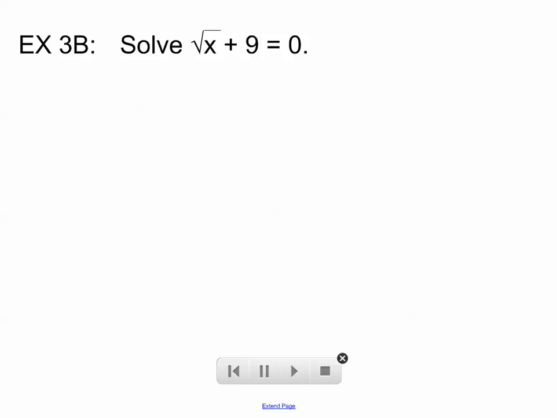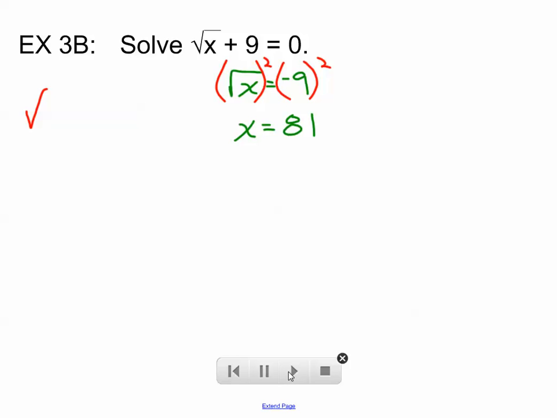Okay, this looks pretty simple. It looks a lot like example 1. Let's start off by subtracting 9 from both sides so that we can get the square root quantity by itself. Next, we'll square both sides to get rid of the square root sign. Square root of x times the square root of x is x, and negative 9 times negative 9 is 81, so it seems that 81 is our solution.